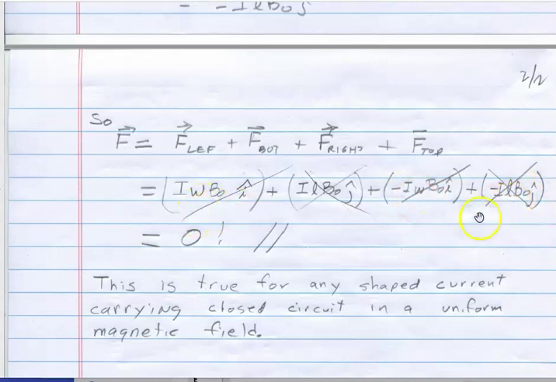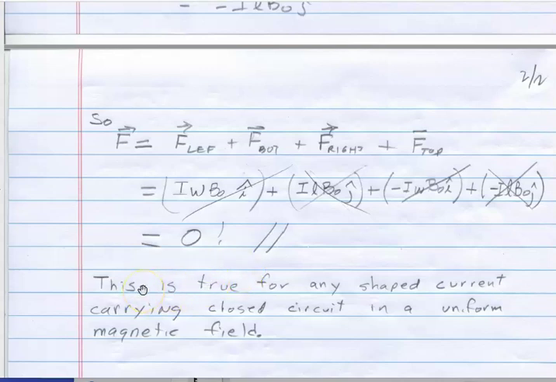But you'll notice the two i hat terms are equal and opposite. They will cancel. The two j hat terms are equal and opposite. They will cancel. And so the net force all the way around this closed loop is zero. There is no net force on that circuit.